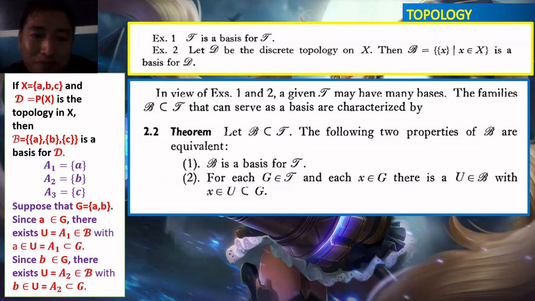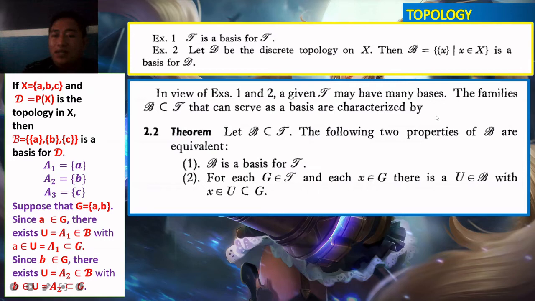Okay, now. Next. In view of examples 1 and 2, we have the example of tau, then the discrete topology. A given tau may have many bases. So a tau can have many bases. Here, class, number 2, script D is a basis for script D. Okay, example number 1, tau is script D, right? This is the discrete topology. So script D is still a basis for script D. So there are many bases. So the families script B subset of tau that can serve as a basis are characterized by this one.